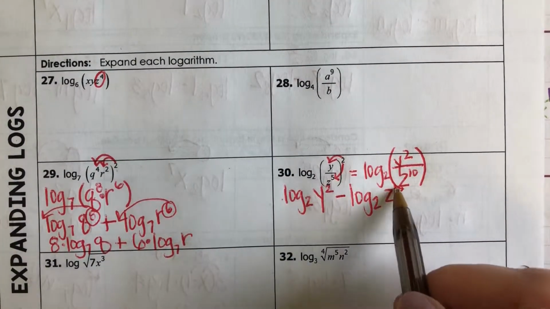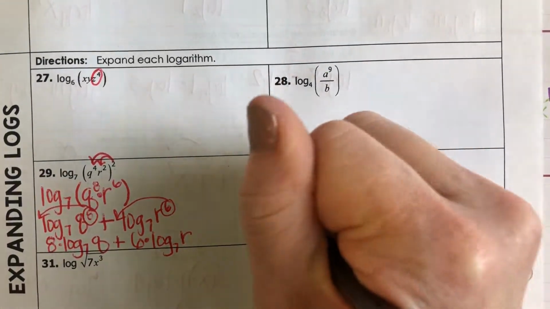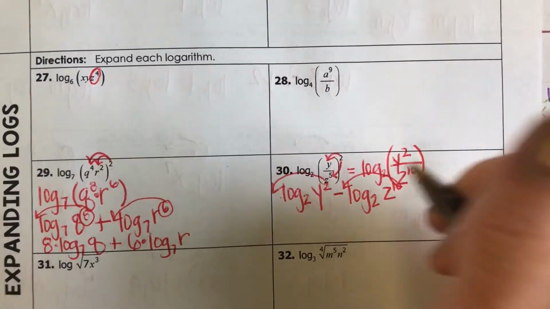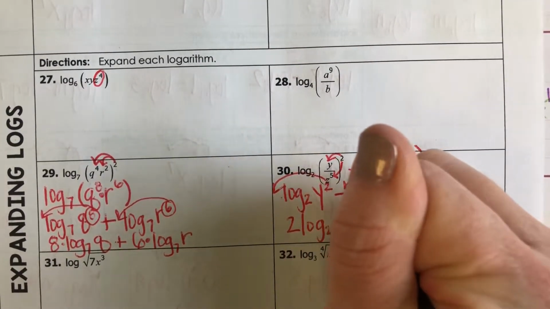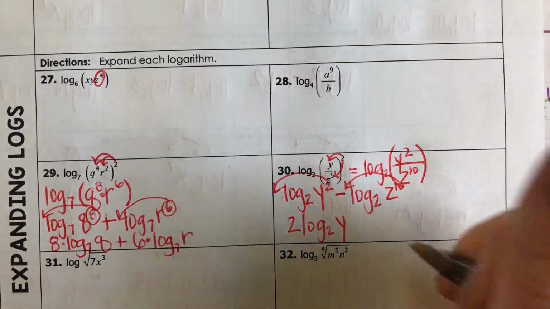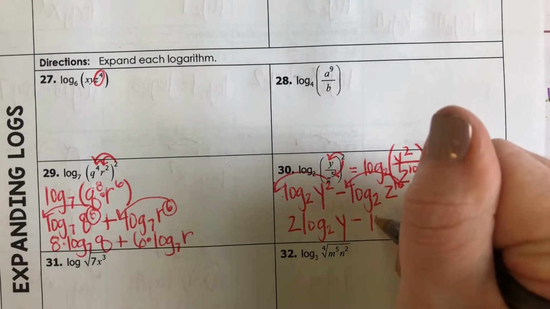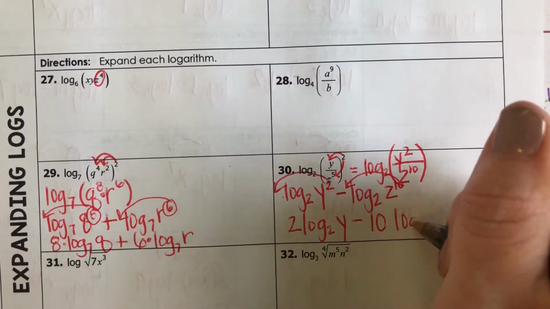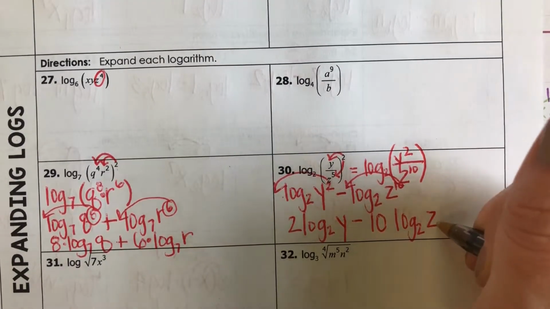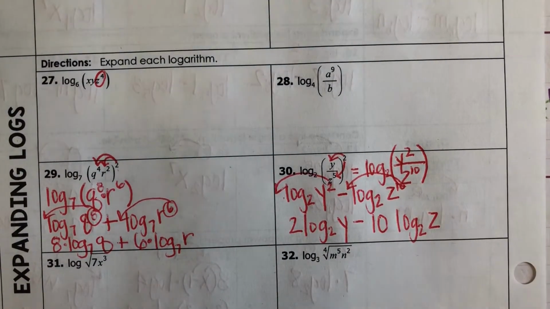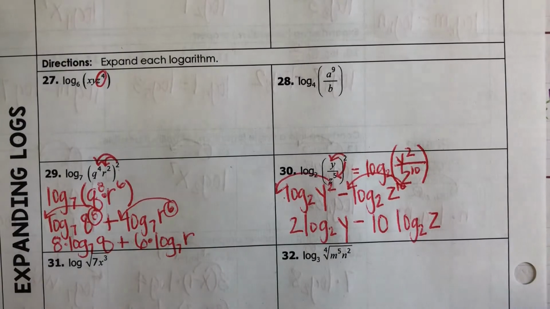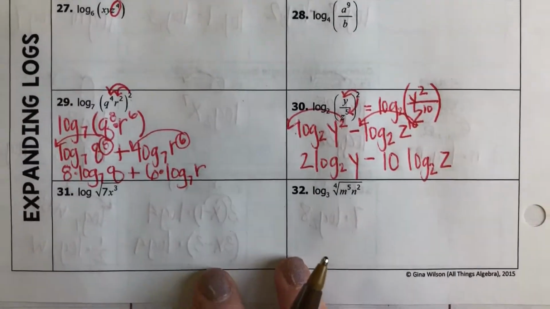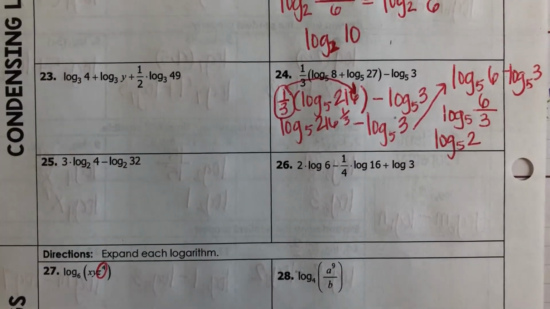The last thing I need to do is move these exponents out to the front. So this finally becomes 2 times log base 2 of y minus 10 times log base 2 of z. Okay. All right, so I would like for you to try the remaining problems, okay?